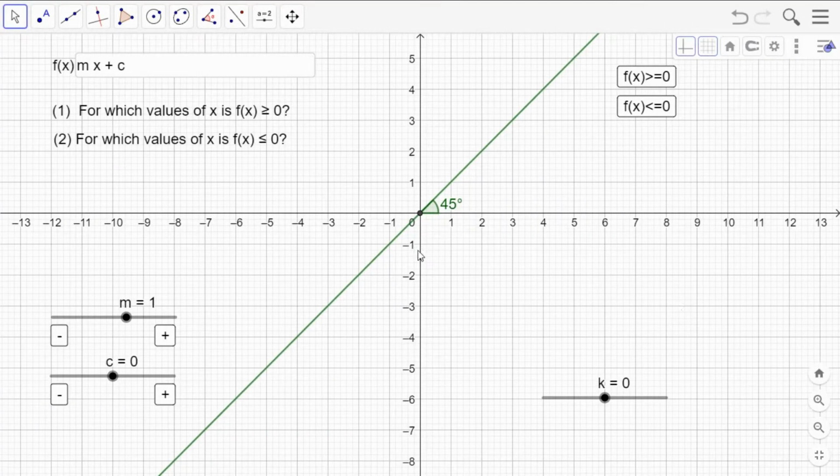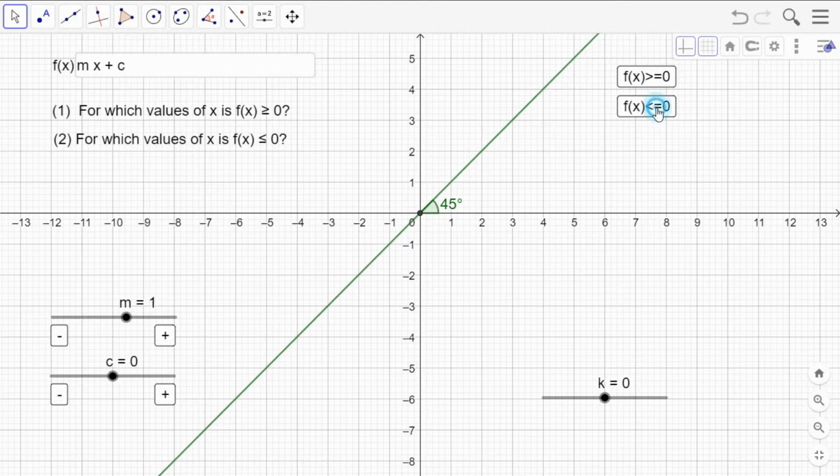Now we answer the second question. For which values of x is f of x less than 0? Once again, we want to understand the question. The question is saying y, which is f of x, is less than 0, which means we're looking at where y is negative. And we also want to know where it is equal to 0. So we want to know where y is negative and where y is equal to 0. And we are referring to the x-axis values that correspond to that part of the graph.